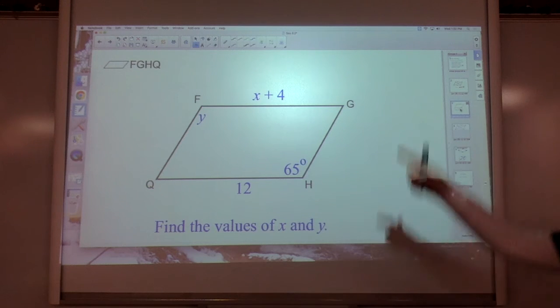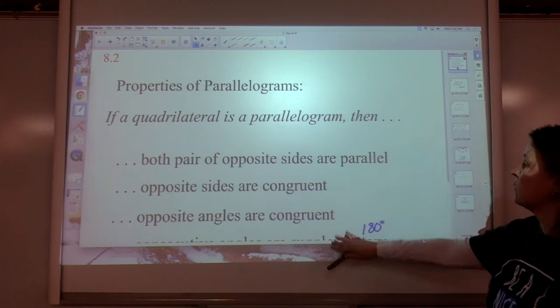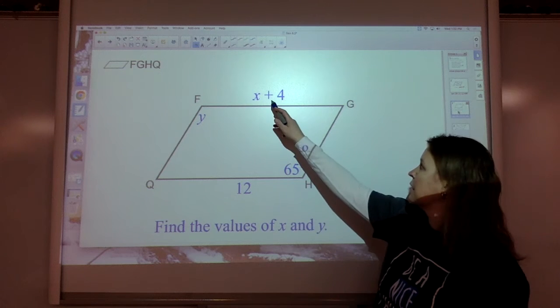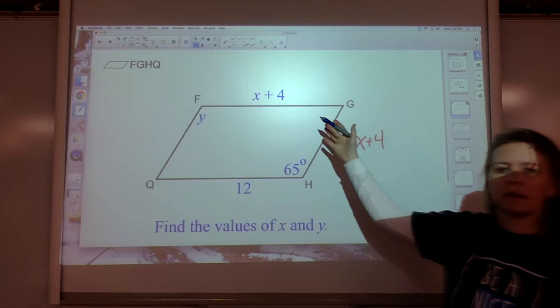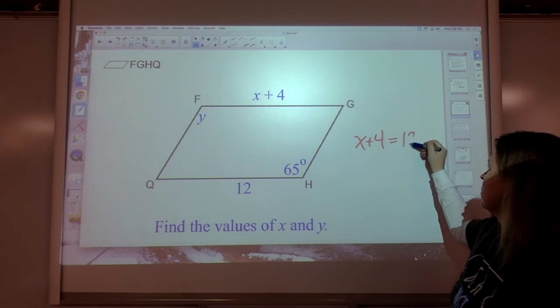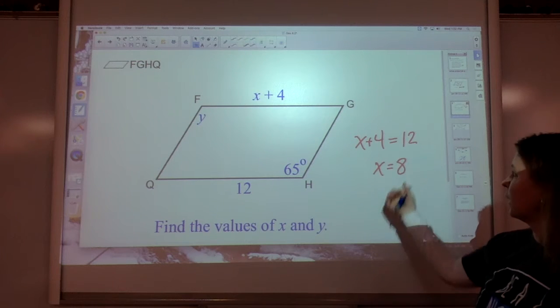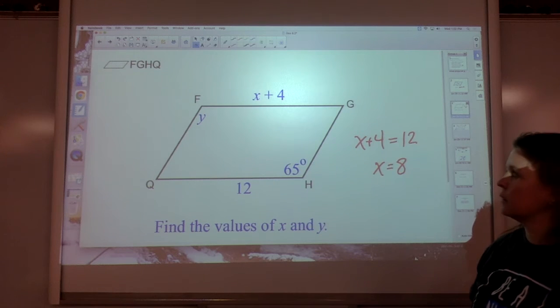Next up, you're told up there in the corner that FGHQ is a parallelogram, using the properties. So basically these are telling you, here's how you set up the problem. You have to go back to the properties and look. If I'm looking for x, what do I know about x plus 4? Go find the property that says opposite sides are congruent. Congruent means equal. X equals 8. Notice I'm not going to give you very difficult math. It's just the idea of setting it up to match the properties.